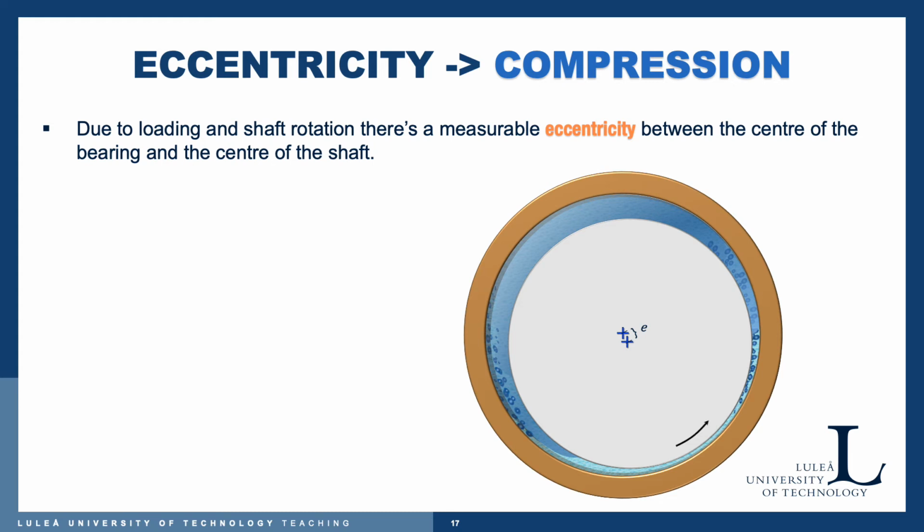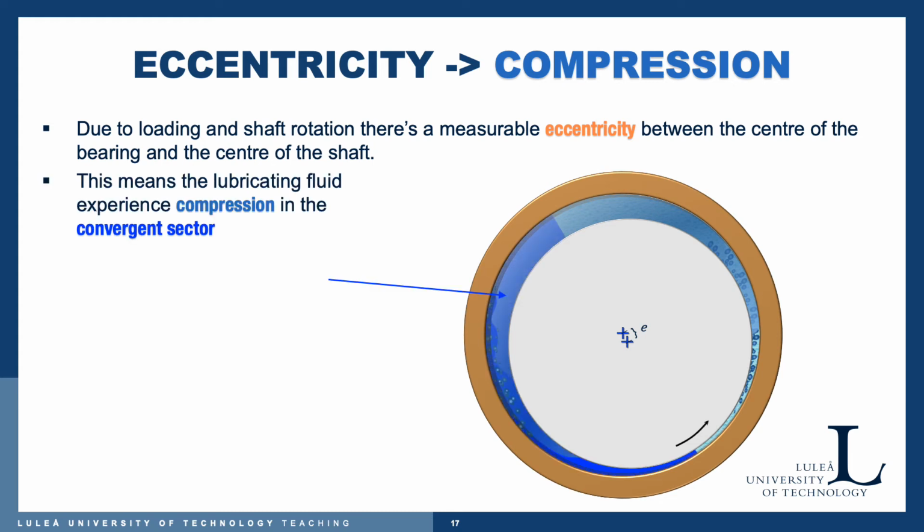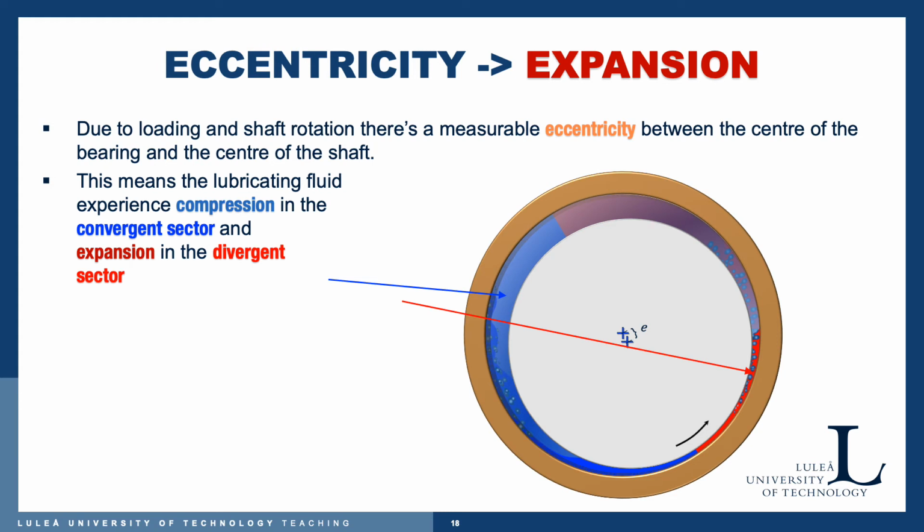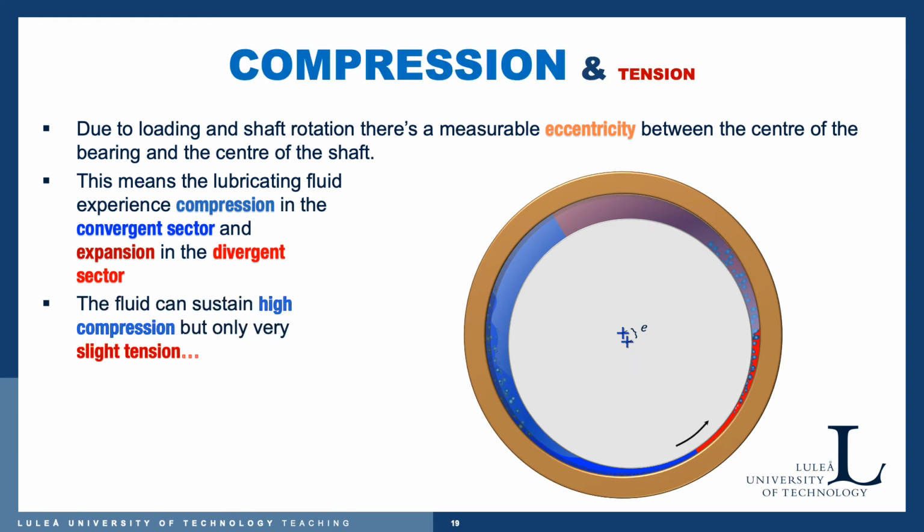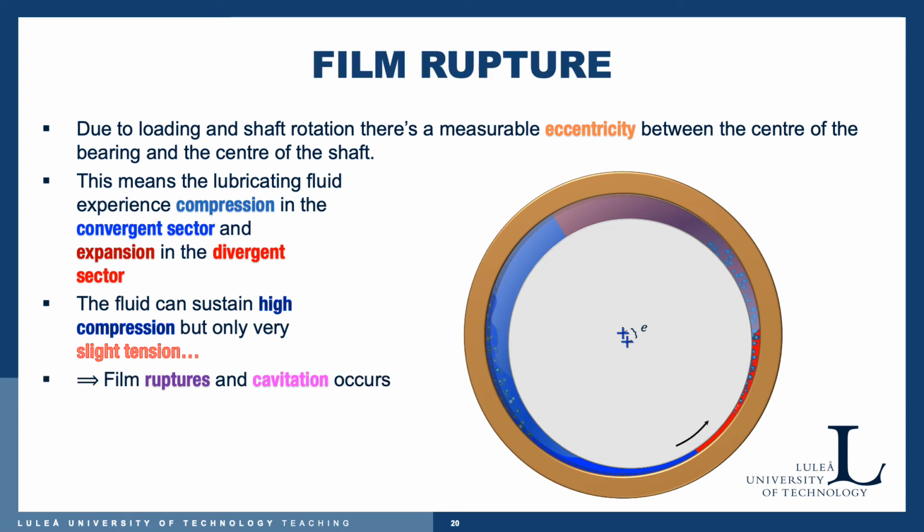So it's marked here, and this means that the lubricating fluid will experience both compression in a convergent sector and expansion in the divergent sector. Now, a fluid can sustain high compression but very slight tension, and this means that the film will rupture at some point and cavitation occurs.